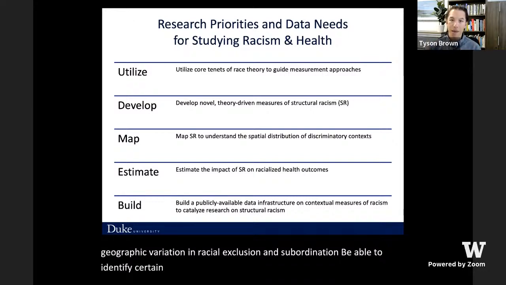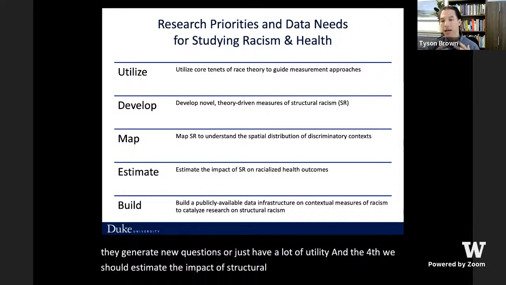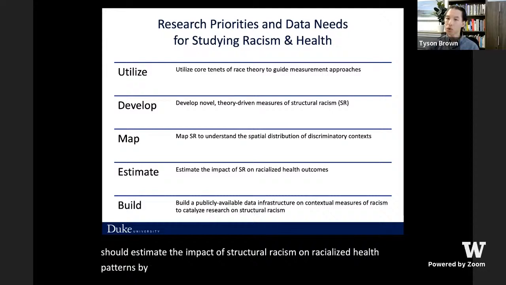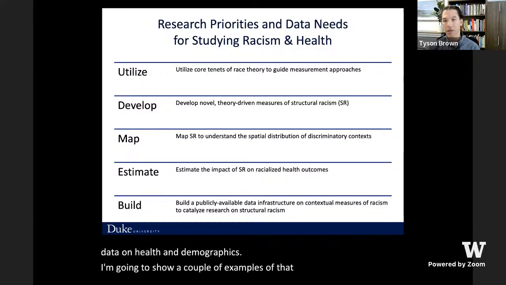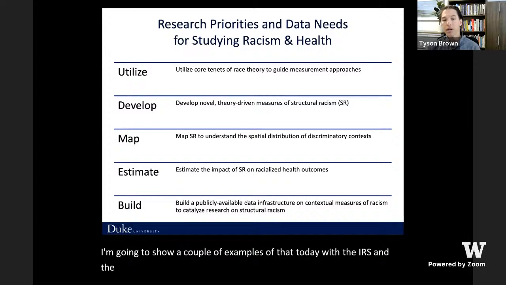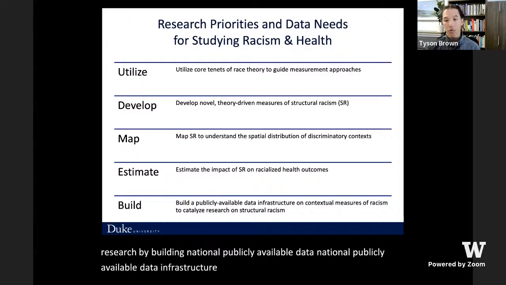I always find maps really useful, and I think they generate new questions and have a lot of utility. Fourth, we should estimate the impact of structural racism on racialized health patterns by linking contextual structural racism measures with geocoded data on health and demographics. I'm going to show a couple of examples of that today with the HRS and the BRFSS. And fifth, we need to lower the barriers to this type of research by building a national publicly available data infrastructure of measures of structural racism to catalyze research on the structural determinants of health.